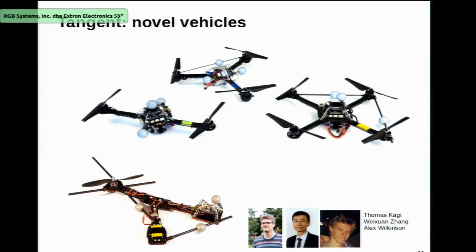Now, you can use it as a failsafe, but you can also use it to create new kinds of vehicles. So this is what a typical quadcopter looks like, and then we created a variety of vehicles that each has successively fewer propellers than the last. I'm quickly going to talk about the one with two propellers and the one with one propeller, because these have interesting dynamic properties.